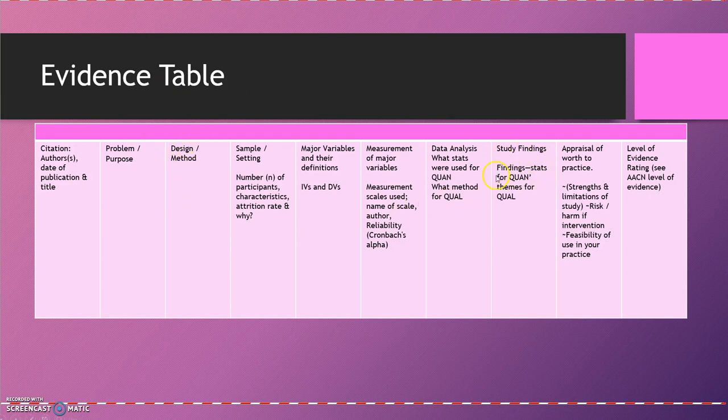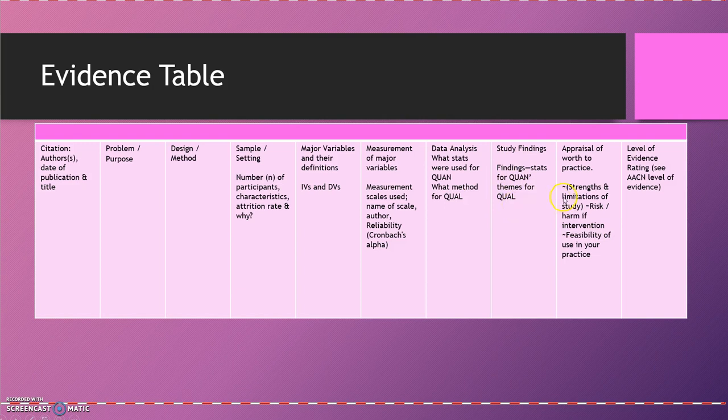Study findings: make sure you write the findings out. For the quantitative studies, you're going to report those in statistical numbers. So here you may say that the stats utilized were a paired t-test or multiple linear regression, something like that, but over here you're going to write what the findings are. For qualitative, oftentimes they'll talk about maybe they did bracketing or something like that. You'll see that in the data analysis. But what we really want to know is what themes they found in the study findings.